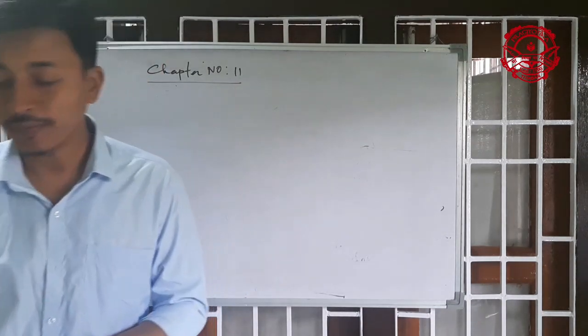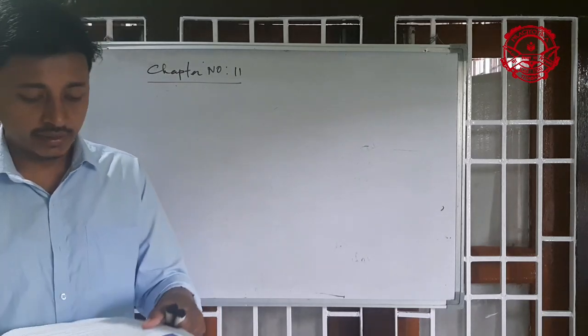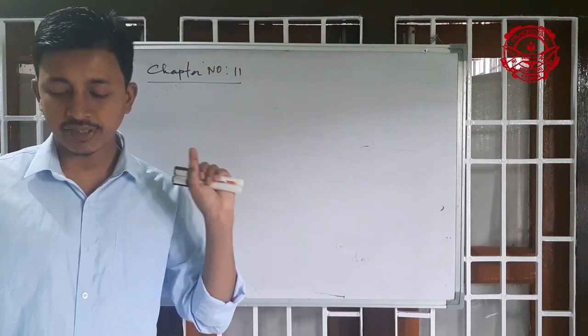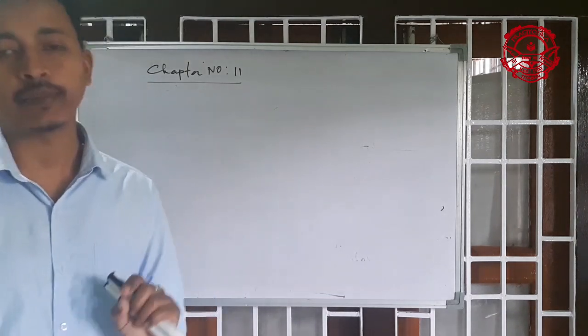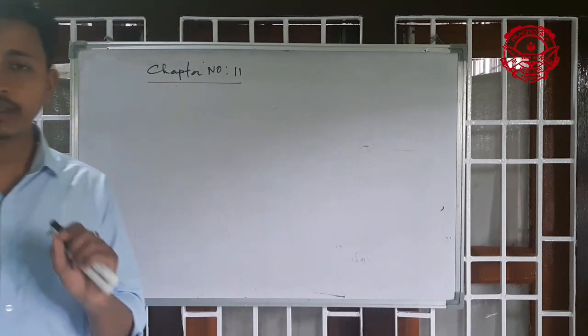Now you can see in the book, there are three parts. There are three important topics in this chapter. First one is query, forms and reports. So first we have to discuss the queries, forms and reports.